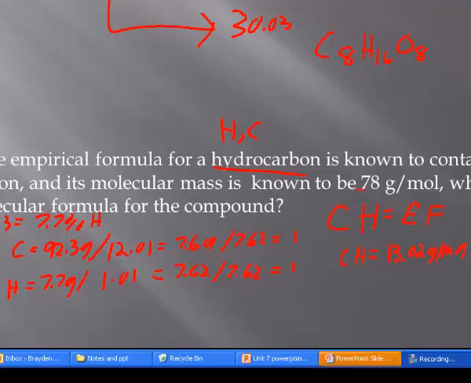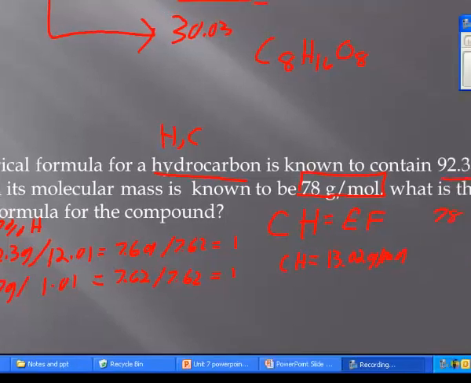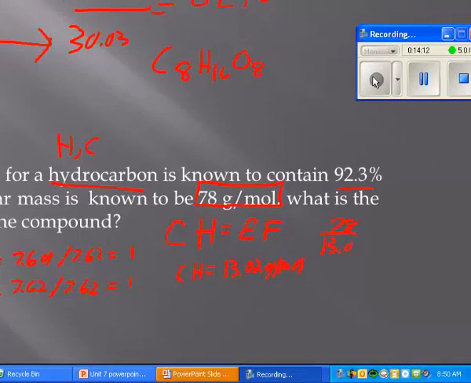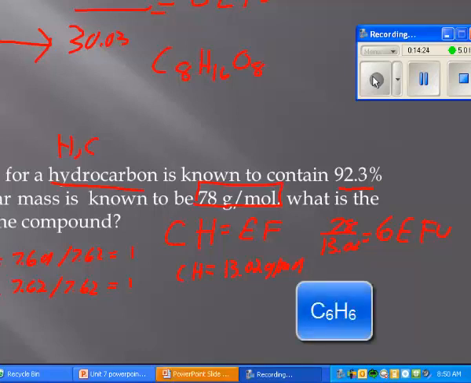And then we can take the molar mass of the molecule, 78, so use 78 divided by 13.02, which gives you 6 EFUs, and then you times them by the subscripts in your empirical formula. So you get C6H6 as your molecular formula.